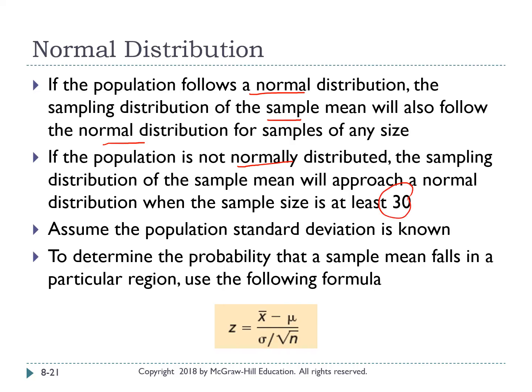So let's try to compute a normal distribution. In this case, we will assume that our population standard deviation, our sigma, is known. Okay, so now we can compute our normal distribution using this z formula. So what is the formula? Z equals x bar, which is your sample mean, minus mu, the population mean, over sigma divided by the square root of n. Okay, we will look at the example in the next slide.